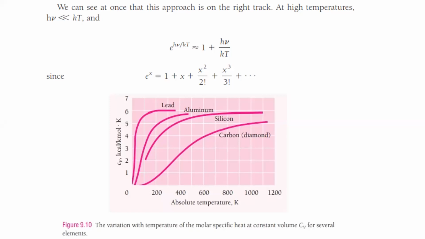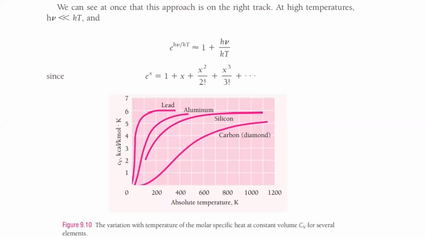This is the figure I was talking about: lead, aluminium, silicon, carbon. The x-axis has absolute temperature in K, and the y-axis has the specific heat CV, plotted in kilocalories per kilomole Kelvin. This is the variation with temperature of the molar specific heat at constant volume for several elements. What do we observe? For lead, aluminium, silicon and carbon, we have this nature.